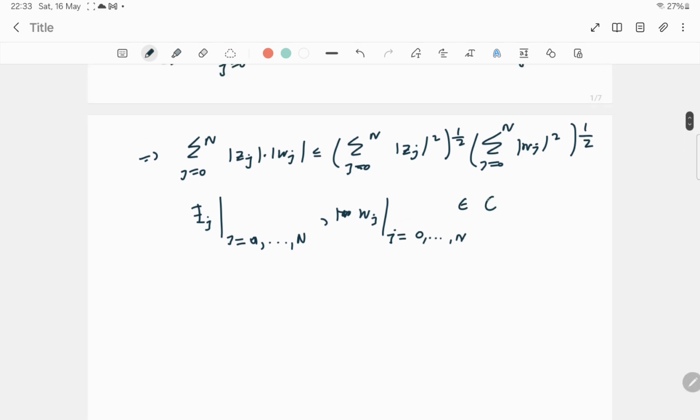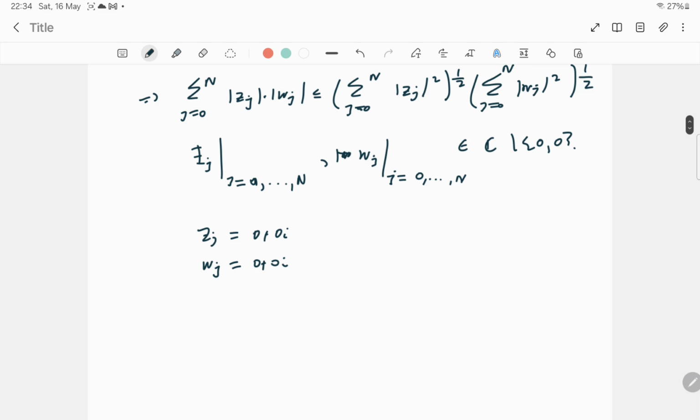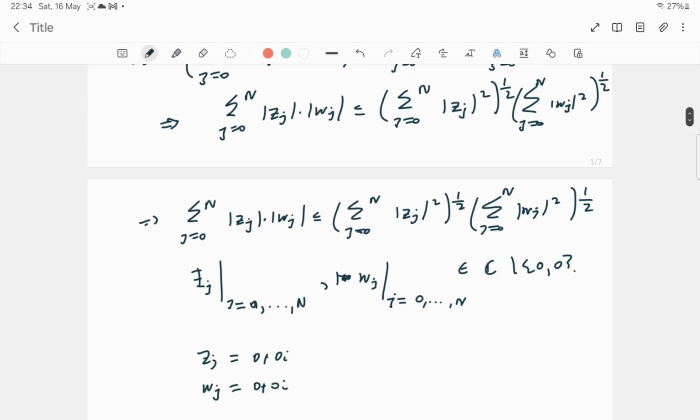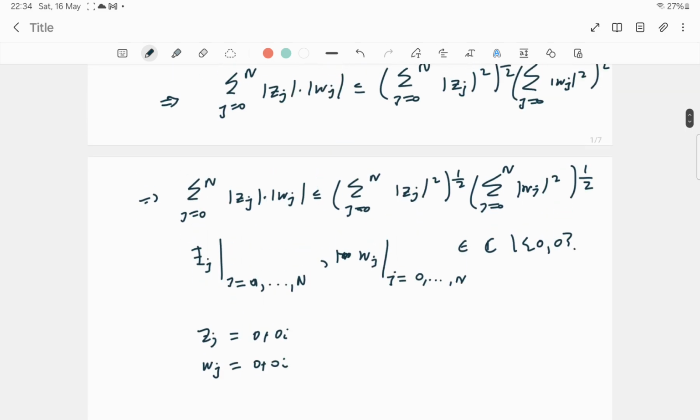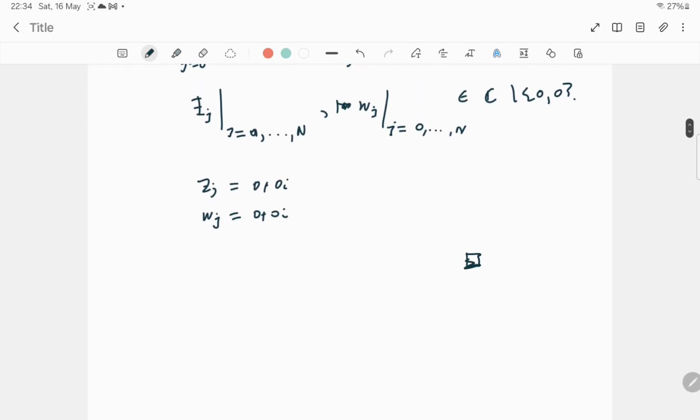These are complex valued sequences, except when we are at the origin in the complex plane, because if zj equals 0 plus 0i and wj equals 0 plus 0i, then the equality holds. So we have 0 and the left hand side is 0, the right hand side is 0, so the equality holds in this case. And this concludes my proof here.